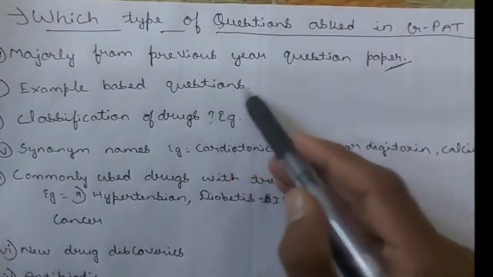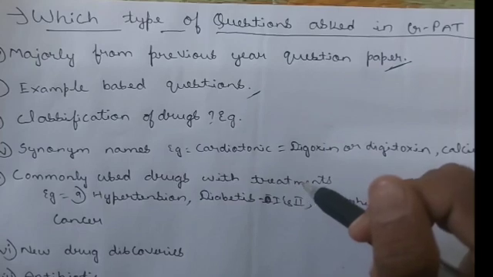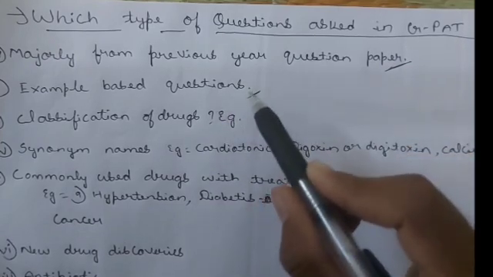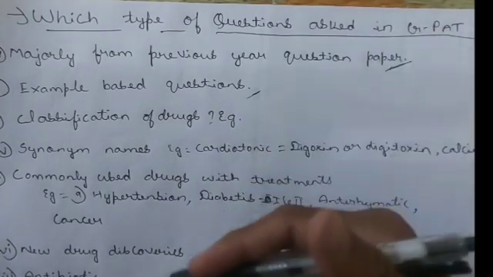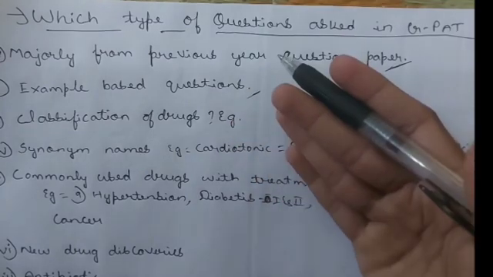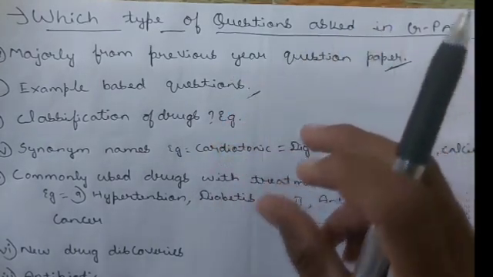Then example based questions are very important. Some of the example based questions are there. For example, this drug is an example for, and they will give four options. That is also very important. Example based questions, and they will give some of the examples directly.